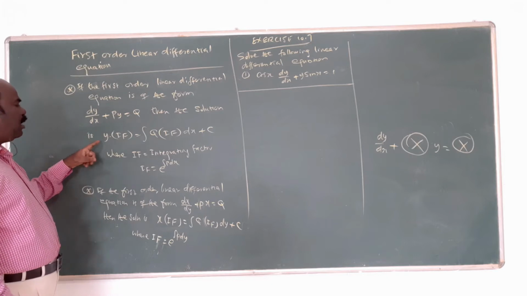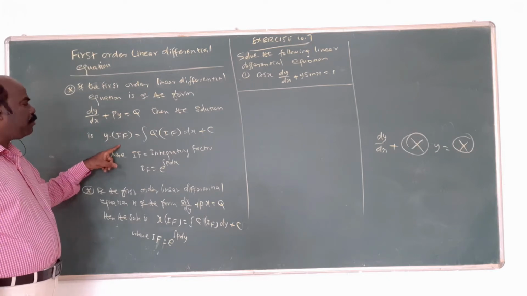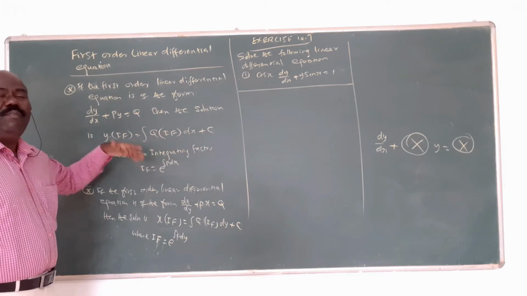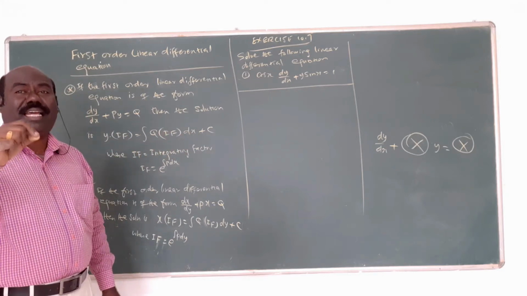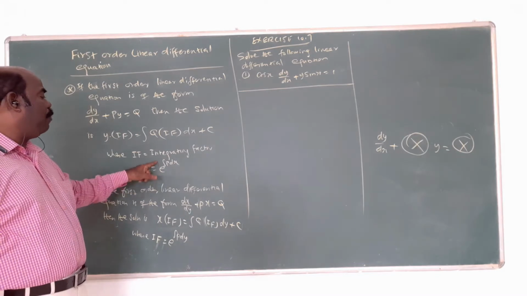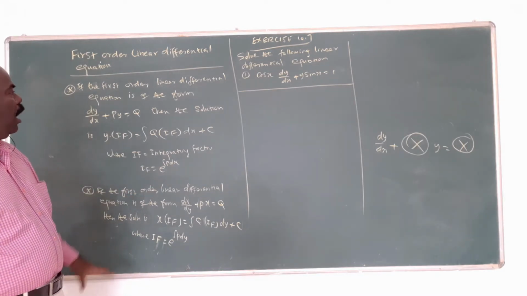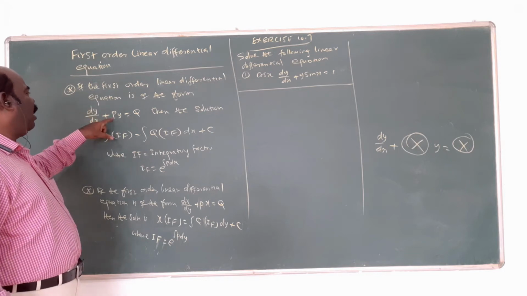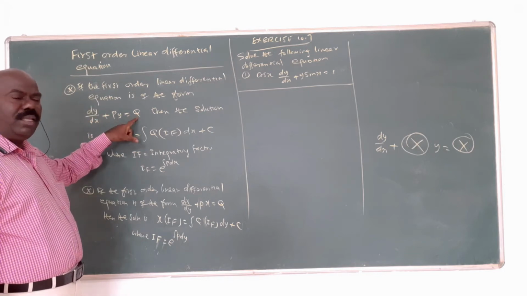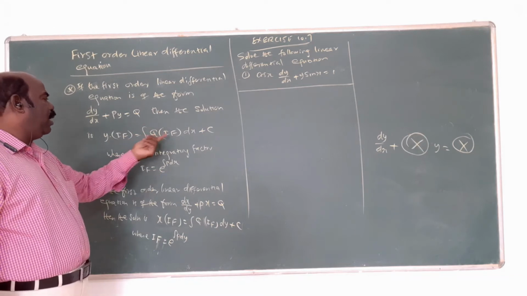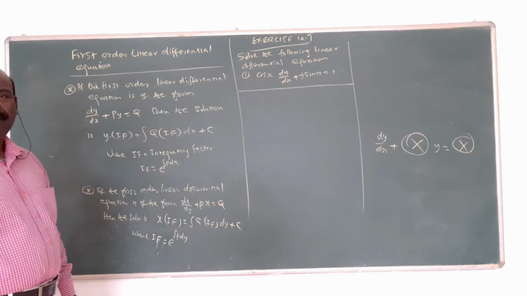That means the linear equation is of the form dy by dx plus P y equals Q. Then the solution is y into IF equal to integration of Q into IF dx plus c, where IF means integrating factor. What is the formula? IF equals e power integral P dx. It's a formula. From the question you will guess the P value and Q value. After finding IF, substitute it here, then one more time you will integrate this side.